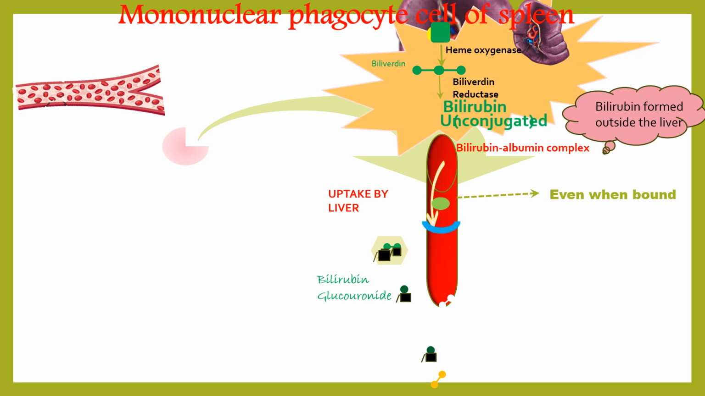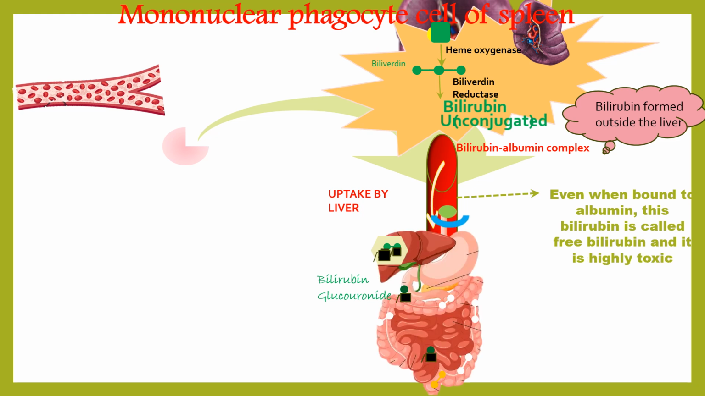So, even when this free bilirubin is bound to albumin, this bilirubin is still called free bilirubin. This free bilirubin is highly toxic. Now, within hours, the free bilirubin is absorbed through the hepatic cell membrane.